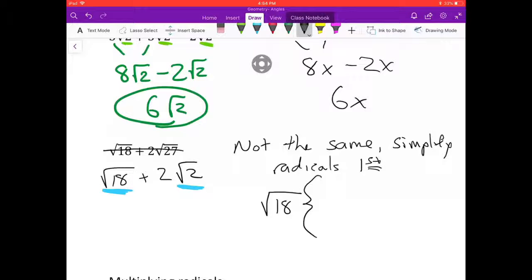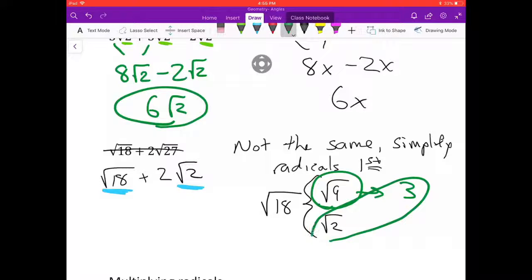So I'm going to take the square root of 18 and I'm going to break it down into square root of 9 and square root of 2. Now I know the square root of 9 is a perfect square, which is 3. So I can take this and rewrite it as 3 radical 2. So instead of the square root of 18, I have 3 radical 2.